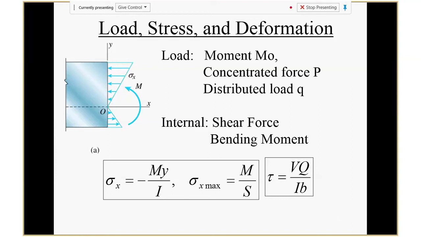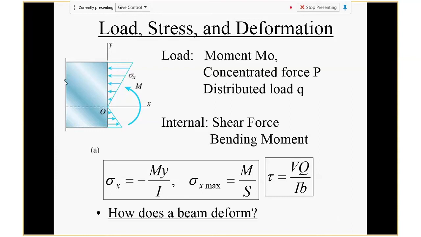Before the spring break, we talked mainly about beam stress. Here is a quick review. In a beam under loading, it can be a distributed load, a concentrated force, or a bending moment. In general, you're going to have a bending stress, that's a normal stress in a beam, and also a shear stress. Here are the equations to calculate them. We talked about how the stress is distributed inside the beam.